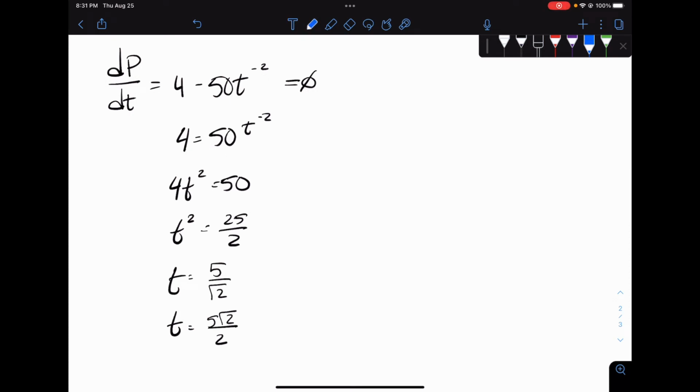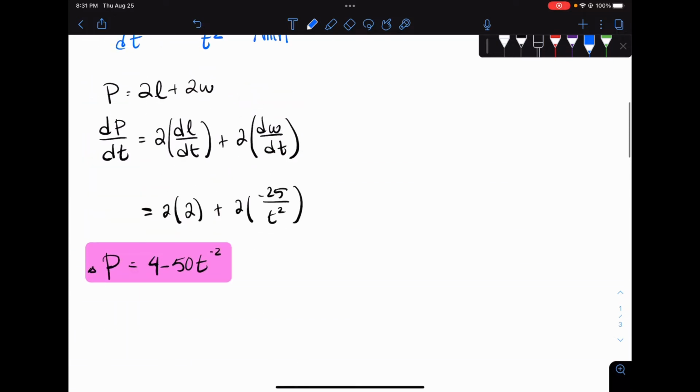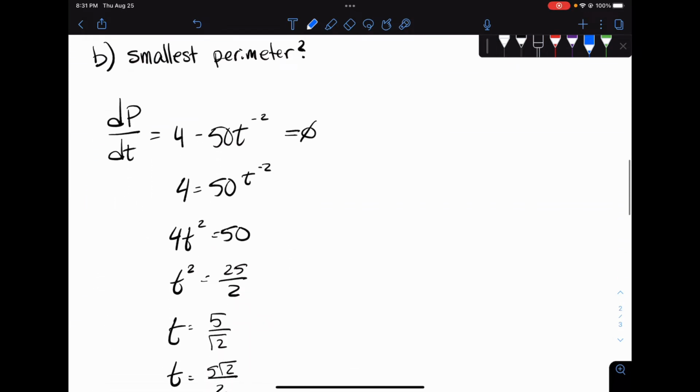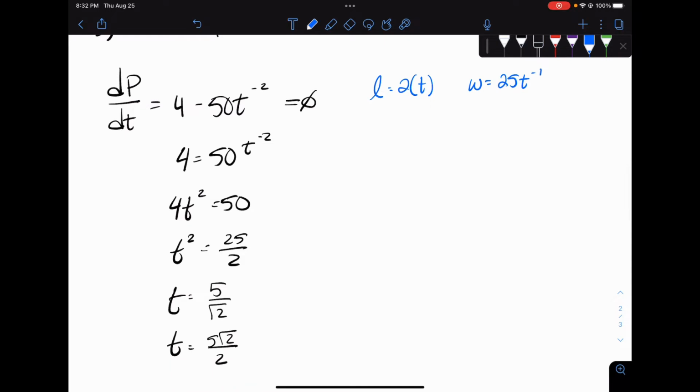As you can see, t equals 5 times root 2 over 2. What this is telling us is that at this time, our perimeter, which is this equation up here, is at its minimum. But we're not actually asked what that perimeter is. We're solving for what the dimensions at that perimeter are. So we're looking for L equals 2t, and W equals 25 t to the negative 1. If we plug in, we find that L equals 5 root 2, and W equals 5 root 2 as well.